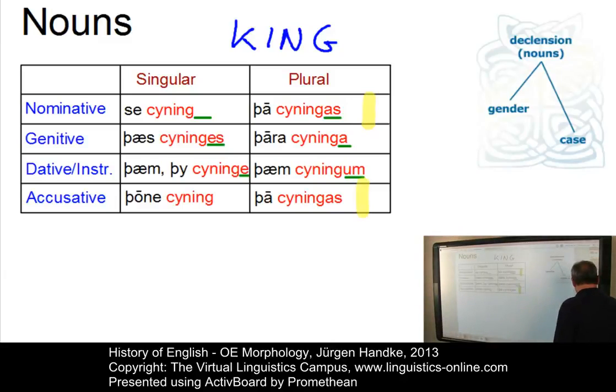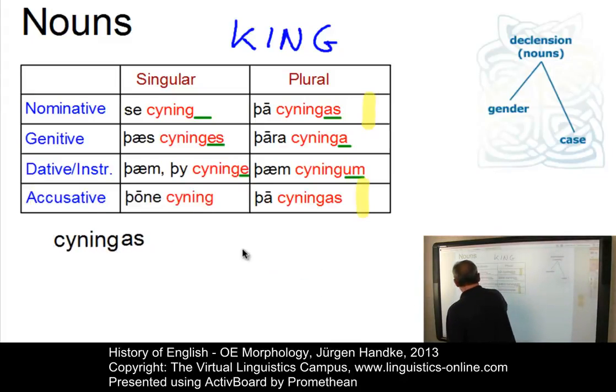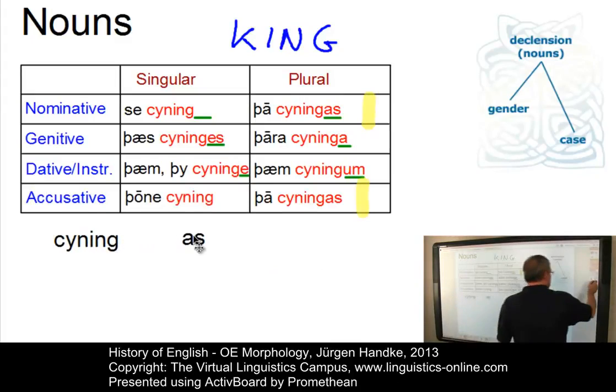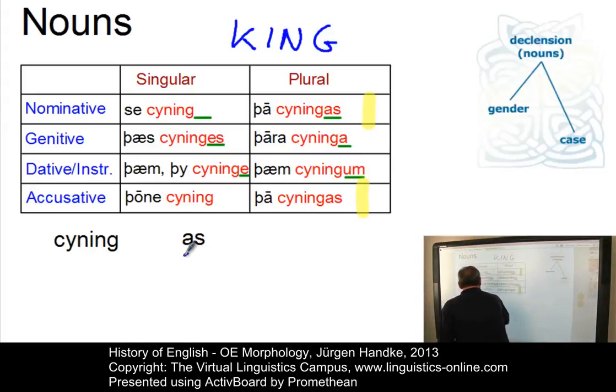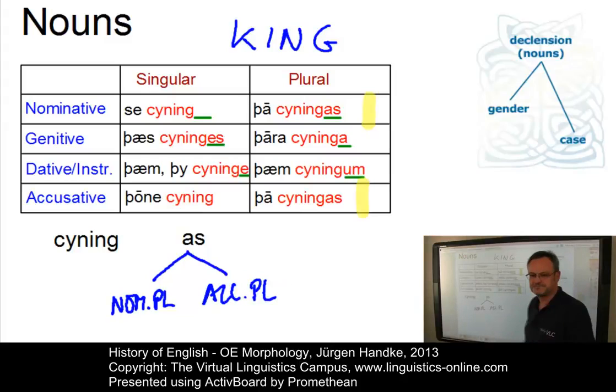So in representing this morphologically, we can say, well, the affix as stands or has fused 2 meanings. It stands for the nominative and the plural on the one hand, and for the accusative and the plural on the other.